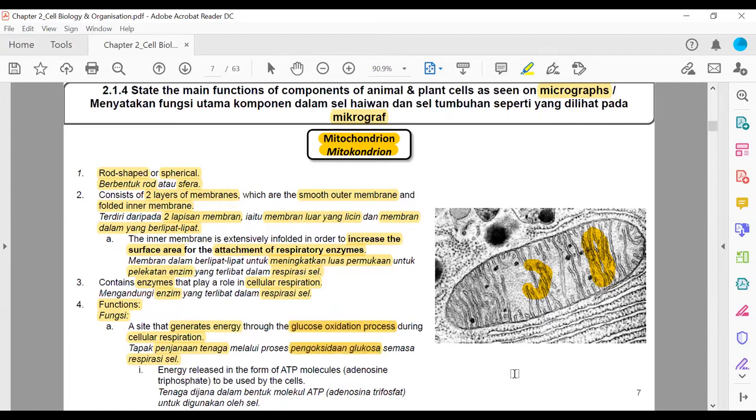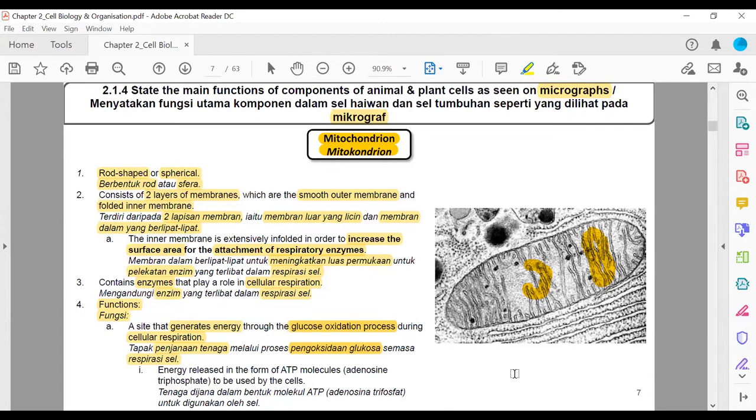Maknanya, you know what is glucose, right? So bila glukos masuk dalam sel kita, glukos ini akan masuk dalam mitokondrian dan dalam mitokondrian glukos ini akan dioksidakan. The glucose will be oxidized using oxygen. So oxygen and glucose akan masuk dalam mitokondrian and this oxygen will oxidize the glucose. Oksigen ini akan mengoksidakan glukos untuk menghasilkan tenaga.